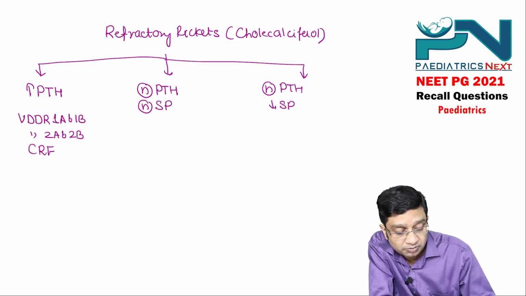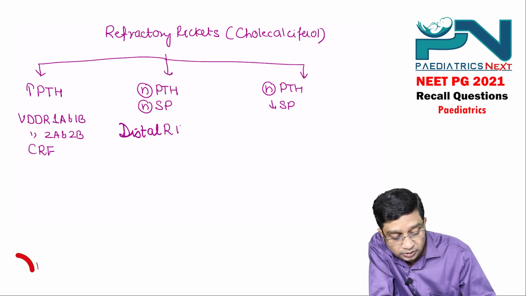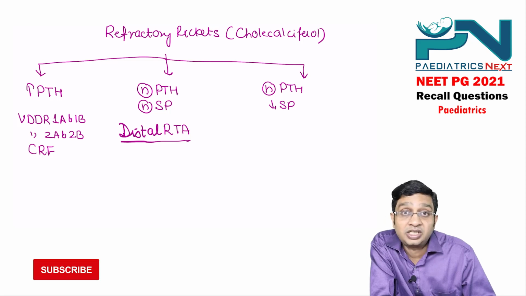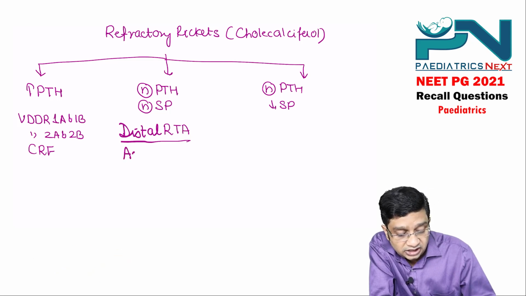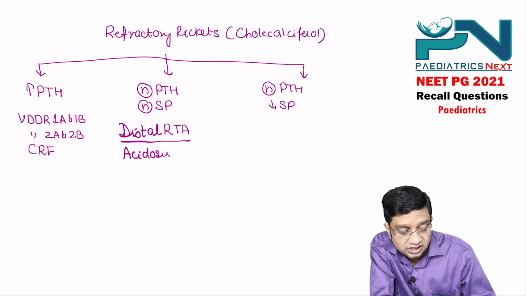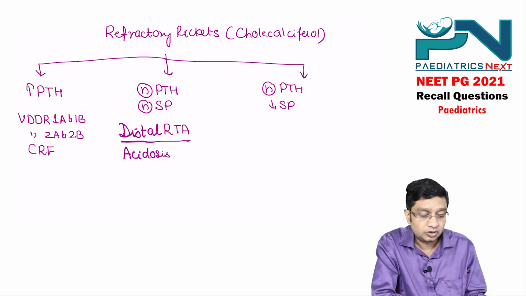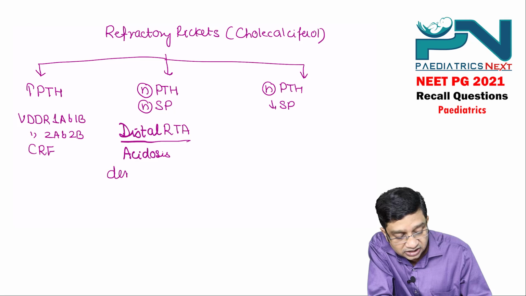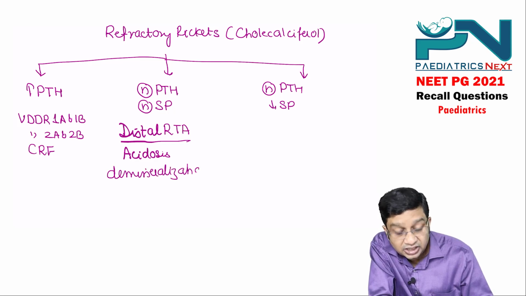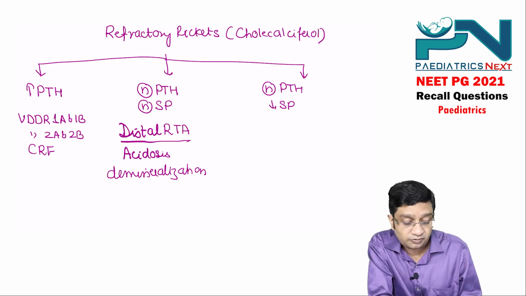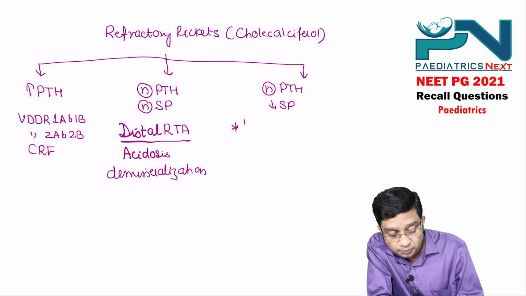Normal PTH with normal serum phosphorus includes distal renal tubular acidosis, because in distal renal tubular acidosis there is acidosis and there is release of calcium from the bones, which acts as a buffer. So basically what is present here is demineralization. And the third group, normal PTH with decreased serum phosphorus, has two particularly important causes.